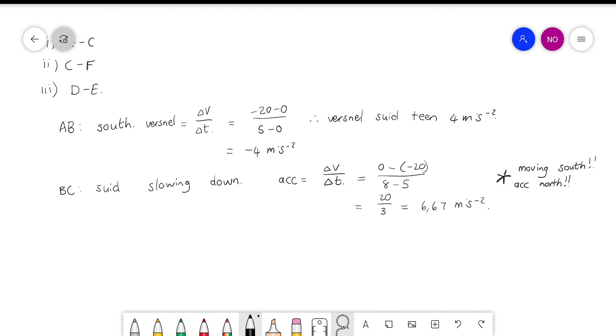He has a positive acceleration, meaning that he is accelerating at 6,67 meters per second squared north.